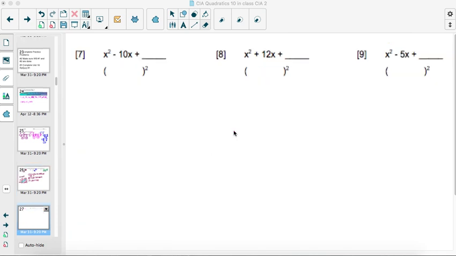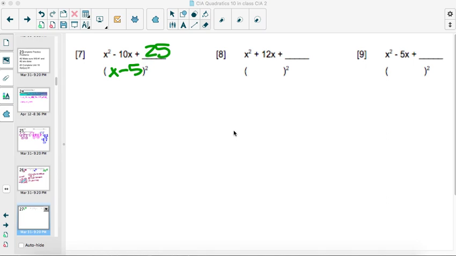All right, so go ahead and pause the video and try these 3 on your own. All right, half of negative 10 is negative 5, so I'm going to write x minus 5. And 5 squared, which really just means 5 times 5, is 25.